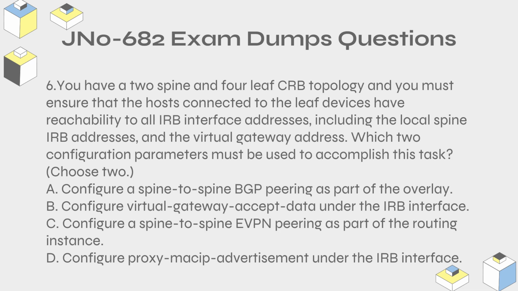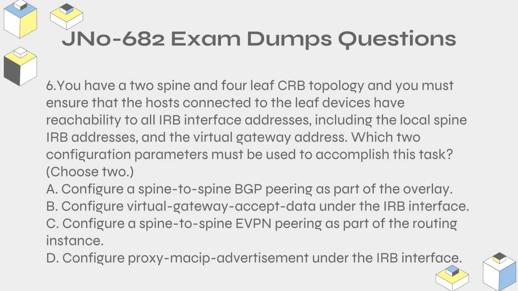6. You have a 2-spine and 4-leaf CRB topology and you must ensure that the hosts connected to the leaf devices have reachability to all IRB interface addresses, including the local spine IRB addresses, and the virtual gateway address. Which 2 configuration parameters must be used to accomplish this task?